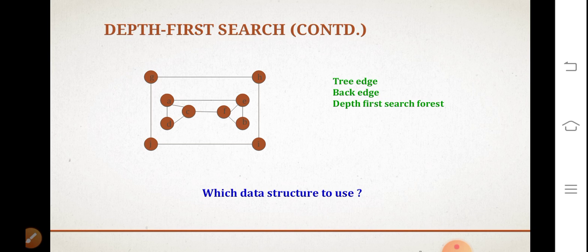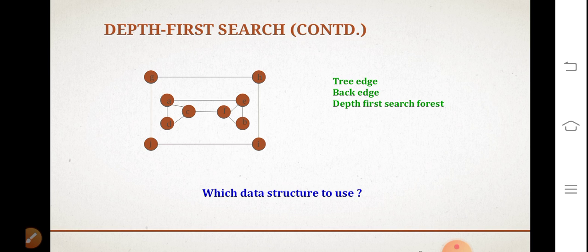So this is about depth first search. We have an example here, and we'll go through that. This is an undirected graph. There is no direction showing which vertex is pointing to which, right? So here we have tree edge, back edge, and depth first search forest, because there are two graphs in this and they are not connected.